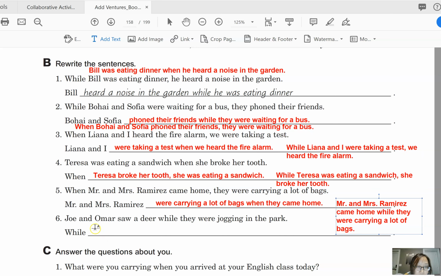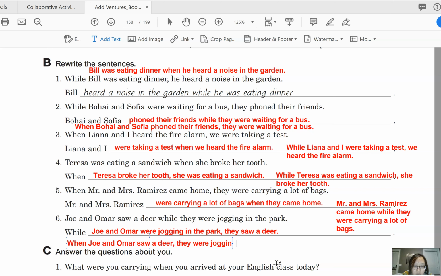Okay, and then finally number 6. Joe and Omar saw a deer while they were jogging in the park. So we can say, while Joe and Omar were jogging in the park, they saw a deer. Okay, and then another sentence we can make with when is, when Joe and Omar saw a deer, they were jogging in the park. Okay?